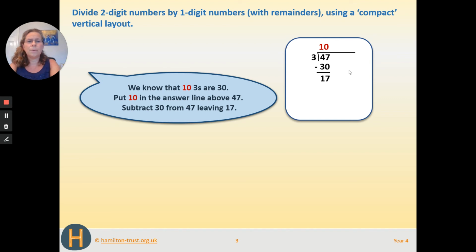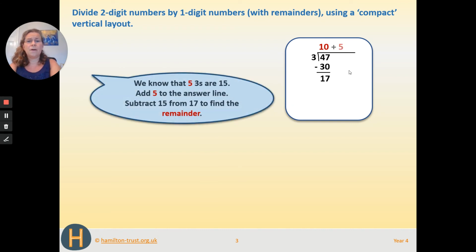Our second jump was 5 times 3, which is 15. We put the 15 under the 17 and the 5 in the answer line. Subtract 15 from 17 and you're left with 2.